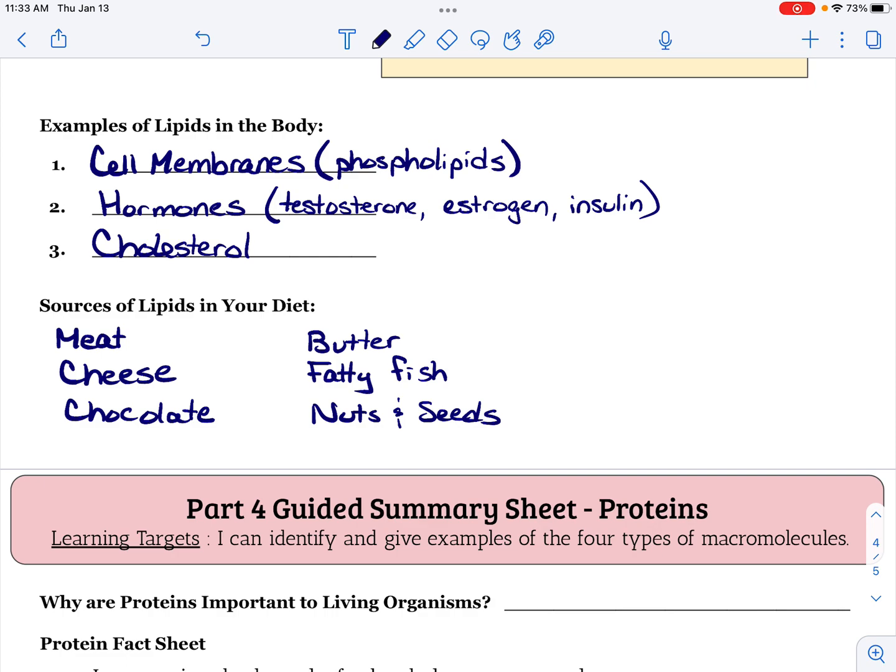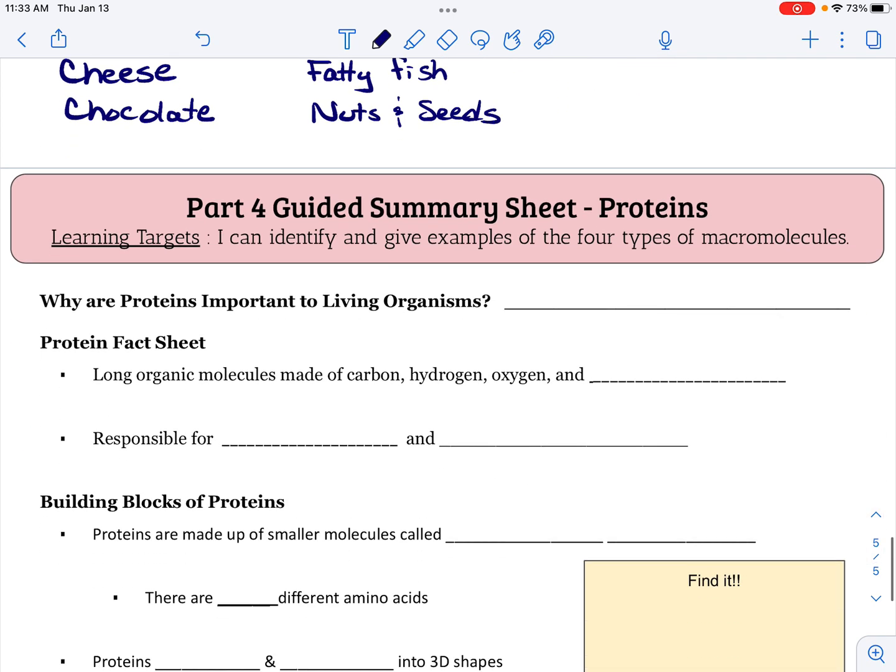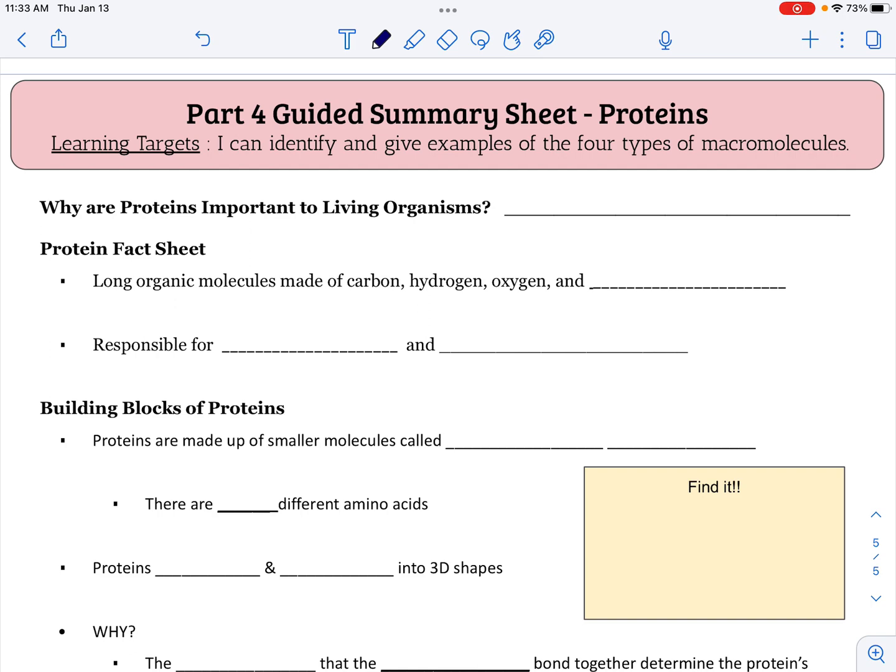All right, our last one that we're going to talk about in this section is in part 4, proteins. And we use proteins in our body for structure. Remember, you're a big blob of protein with a smile. So you are made up of lots of protein. And so they're made up of carbon, hydrogen, and oxygen, just like carbs and lipids, but they also have nitrogen. So they're easy to see when you look at their formulas, because they have an N in there, so CHON instead of just CHO. They're responsible for growth and repair.